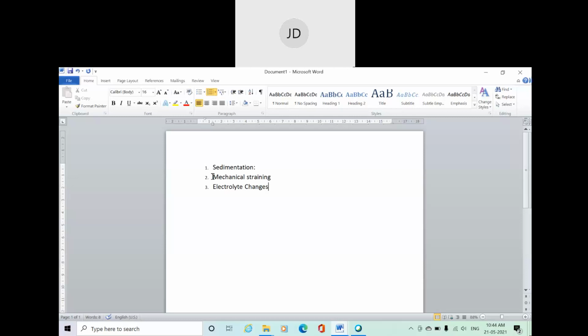Clear? So this is all about the physical and chemical, the basic idea. I'm giving the explanation in very simple language so that you can understand. Okay, so let's discuss the next one.